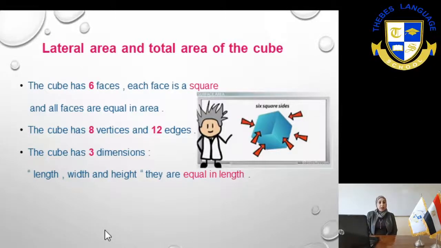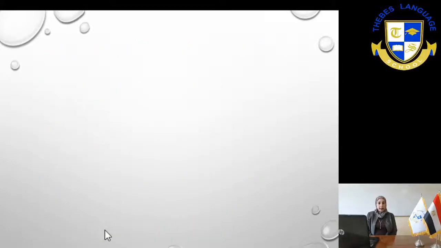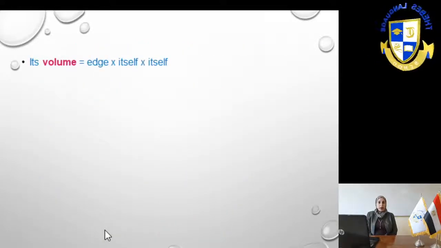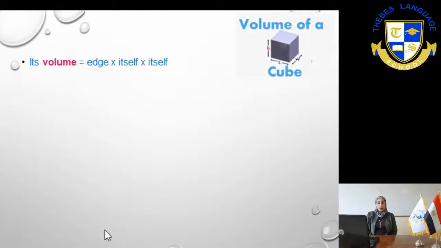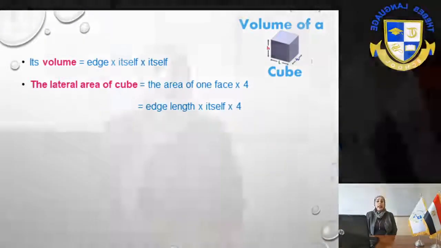The volume, which we have studied before: to calculate the volume, it will be edge times itself times itself. Our new rule: the lateral area of a cube equals the area of one face multiplied by 4. What is the meaning of lateral area of a cube? At the beginning, what is the meaning of lateral area? The lateral area is considered like the 4 walls around us. But if I add the ceiling and the floor to them, it will be the total area.